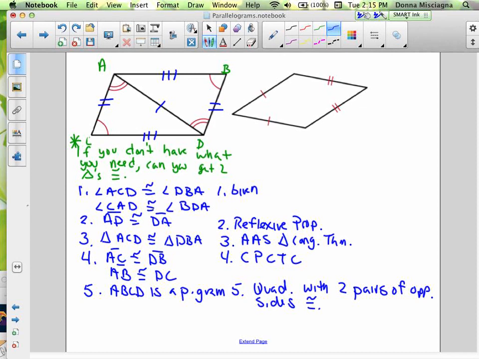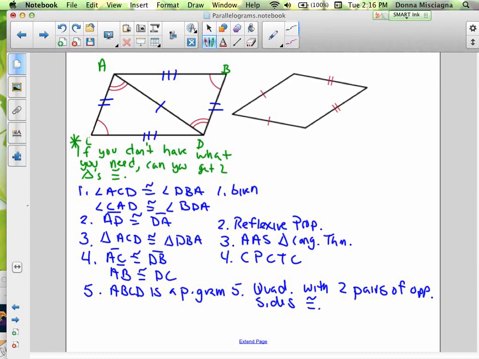I could have actually proved any of them that you wanted, really, but that was the shortest one. The next shortest one is to say that AC is parallel to BD because of the converse of alternate interior angles, and then you'd have 1 pair of opposite sides, both parallel and congruent. But that was one extra step.